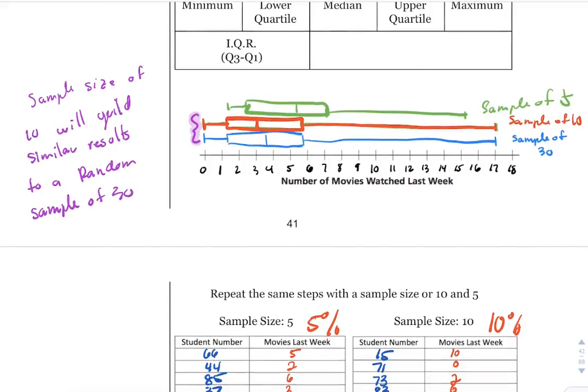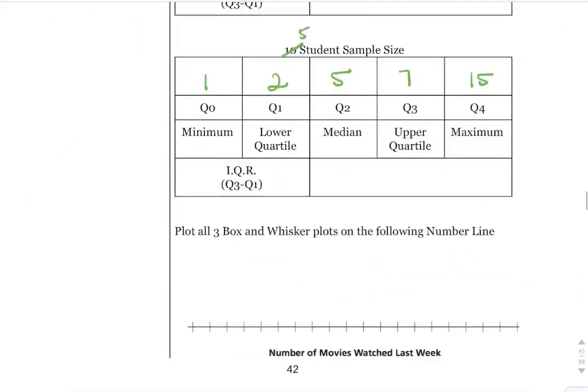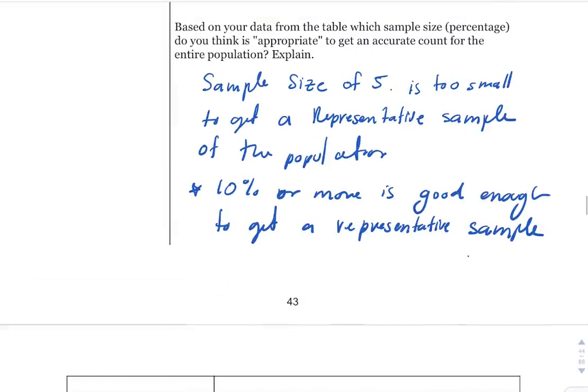Okay, and I think we wrote this down already on page 42, 43. A sample size of 5 is too small to get a representative sample of the population. 10% or more is good enough to get that representative sample. So 10% is what we're looking for.